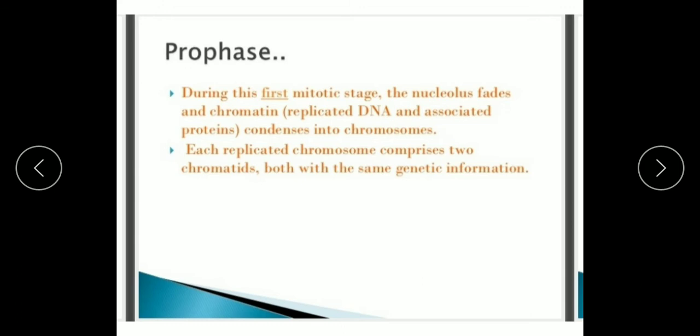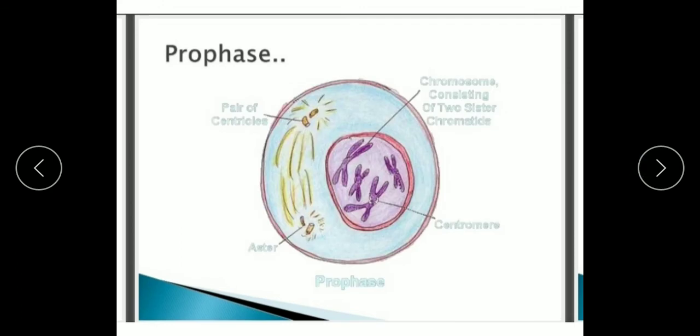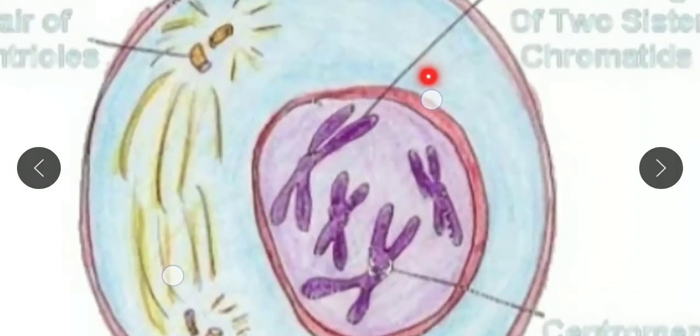Homologous means the same characters are identical characters. The diagram of prophase shows the regions of the alveoles, then asters and prophase stages. The nucleus contains chromosomes having the centromere. Each chromosome consists of two sister chromatids. See the picture.